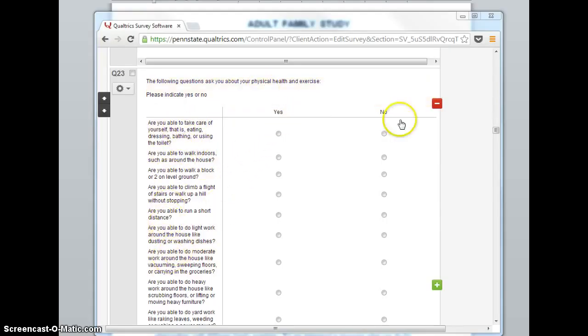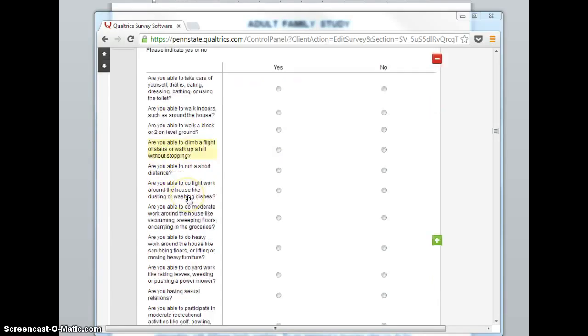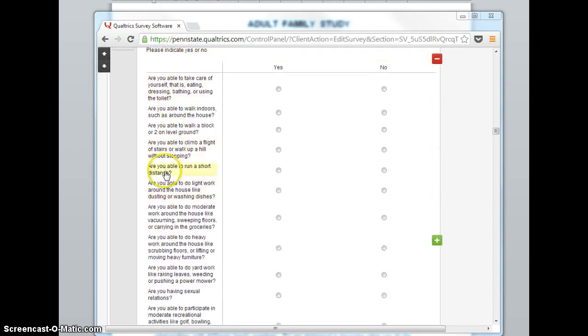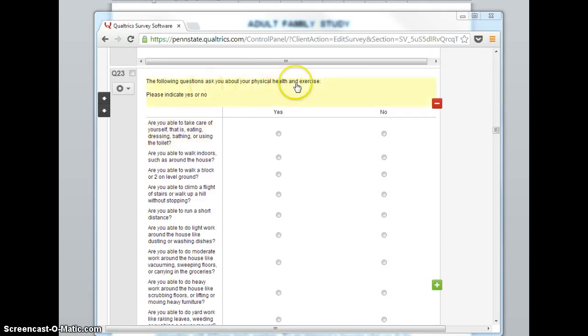Now this index is a yes-no index. So an individual is going to indicate whether they are able to do the thing or not able. Then we will sum up the number of yeses and nos and get a score. So this is an index, and each one of these, even though these are questions, they are called items. So this index has 8, 9, 10, 11, 12 items to create the physical health and exercise index.